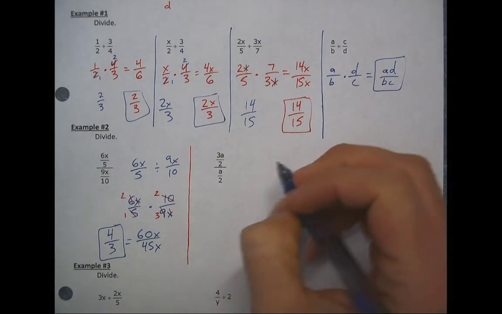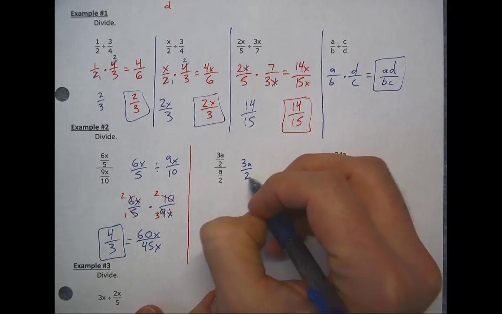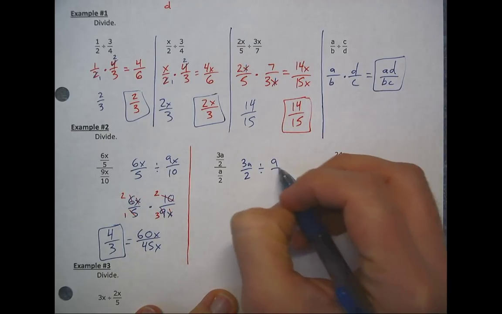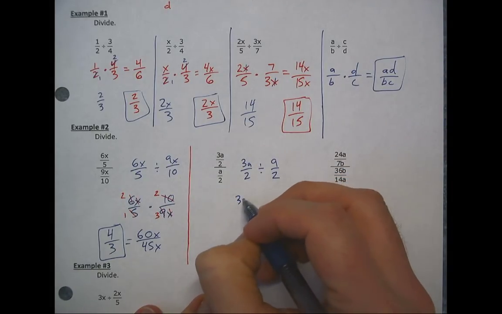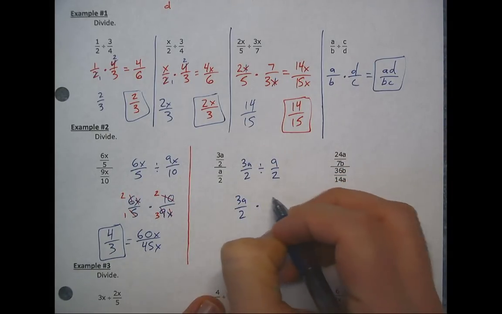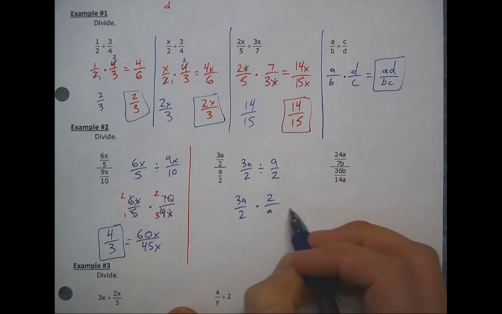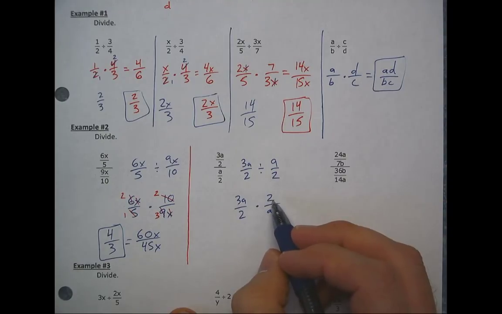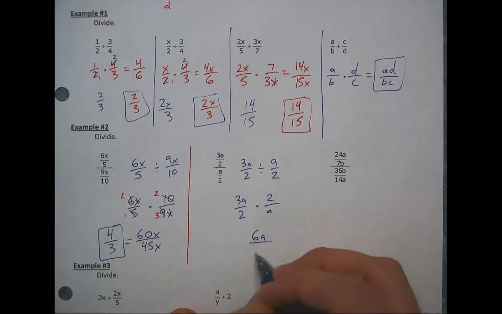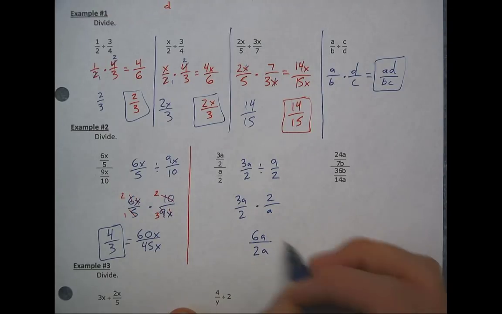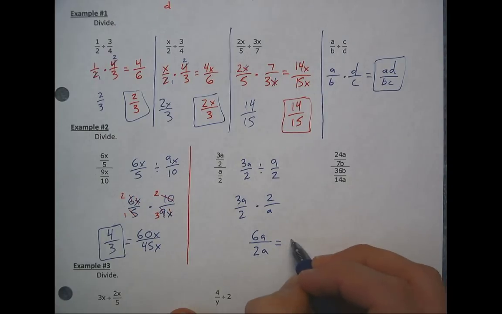Okay, so next one. Rewrite this as the top one divided by the bottom one. So we don't want to divide a fraction. We want to flip it and multiply. So 2 over a. Multiply straight across. 3a times 2. That's 6a. 2 times a, 2a. The a's will cancel. 6 over 2 is 3 over 1.